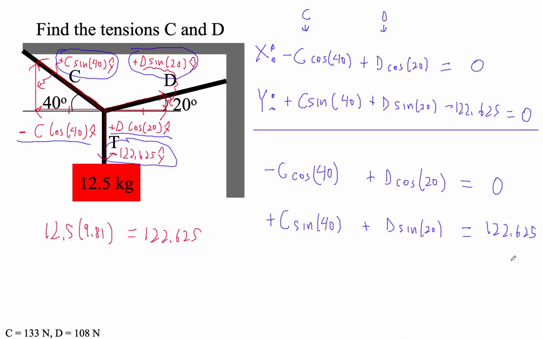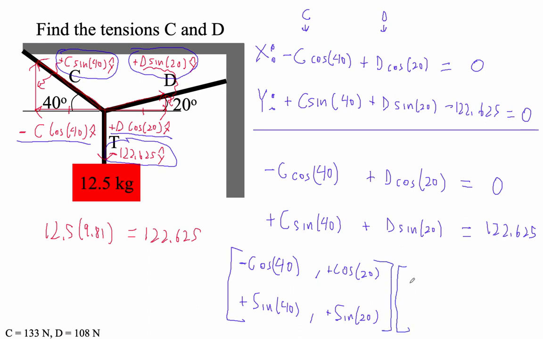Now, you can represent this set of equations with these matrices. This is minus cos 40, comma, cos 20, and then plus sine 40, plus sine 20. Now I feel like I should write a plus in front of that, right? These guys are positive. And then we've got C and D, and that's going to equal 0 and 122.625. So I'll call this matrix A, and I'll call this matrix B.